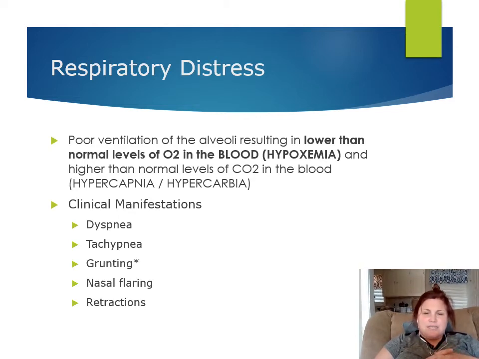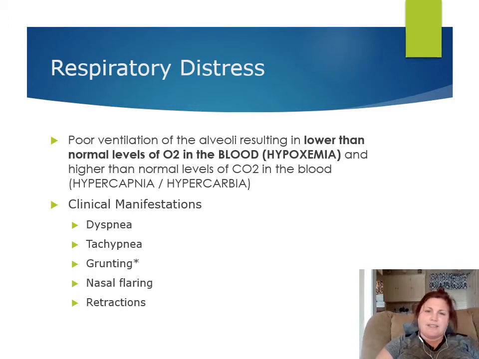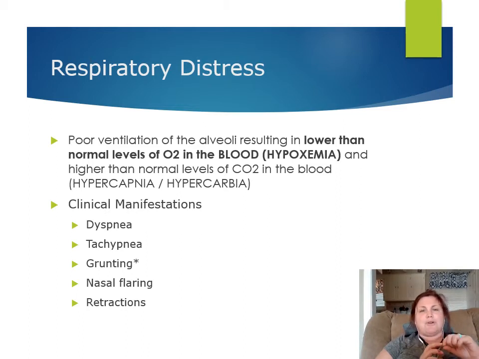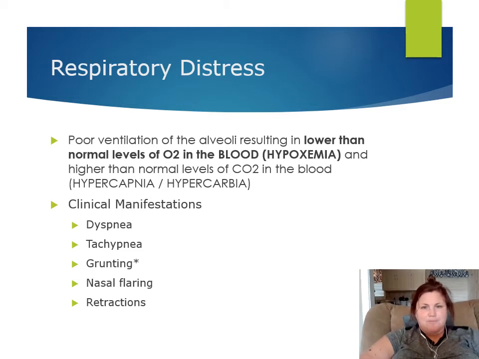The manifestations we'll see most often include difficulty breathing, increased breathing rate, grunting, nasal flaring, and retractions. So I just wanted to make sure I am helping to define these terms for you. When you see hypoxia, that is lower than normal levels of oxygen in the tissues. When you see hypoxemia, that is lower than normal levels of oxygen in the blood. And when you see hypercapnia or hypercarbia, that is higher than normal levels of carbon dioxide in the blood.